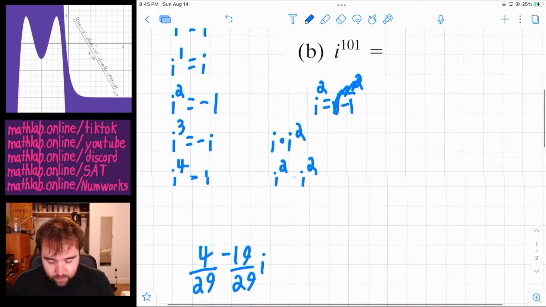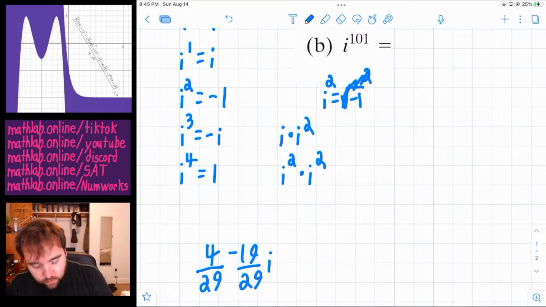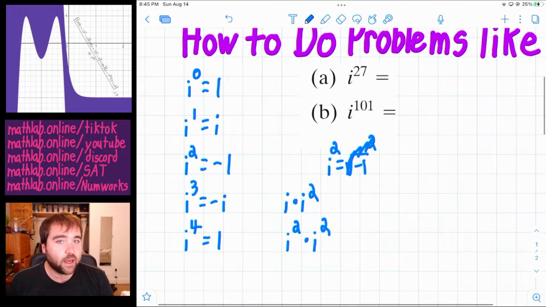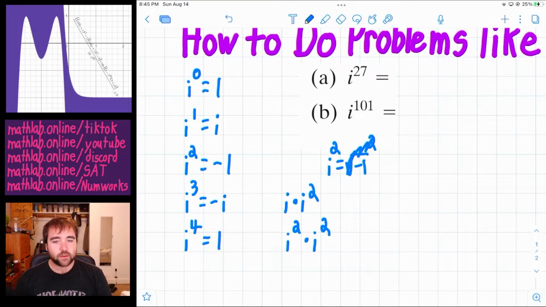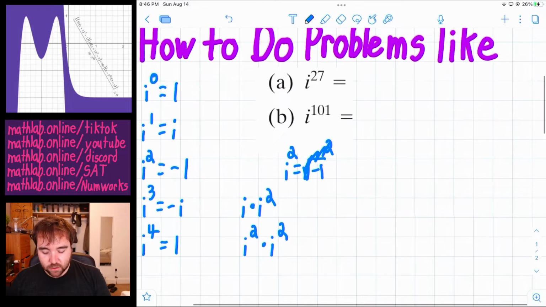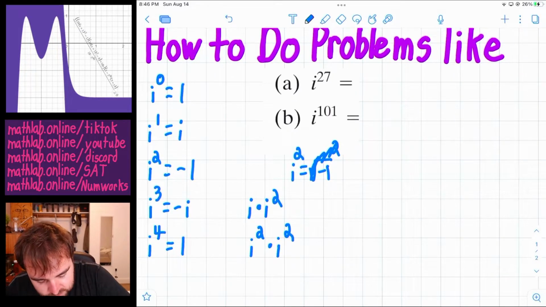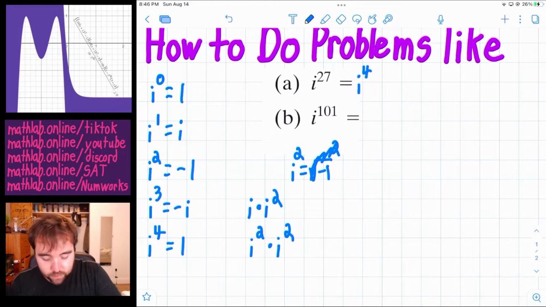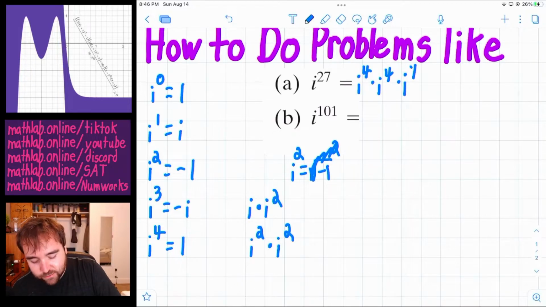Like, for example, well, now let's just come up here. The example is i to the 27th. What is i to the 27th? Well, we can separate i to the 27th. Because isn't i to the 27th, let's see, i to the 4th times i to the 4th times i to the 4th times i to the 4th times i to the 4th times i to the 4th.